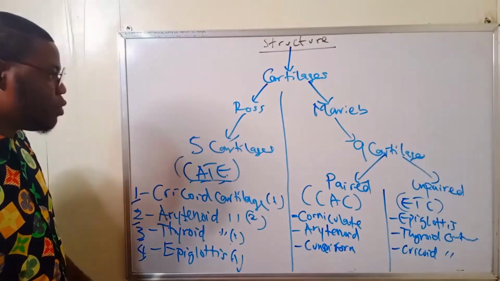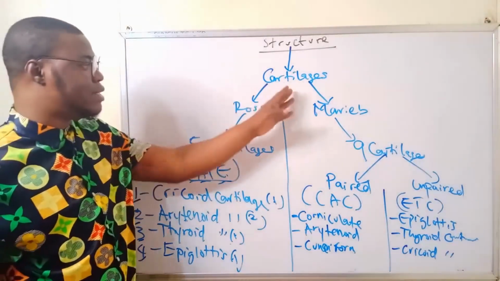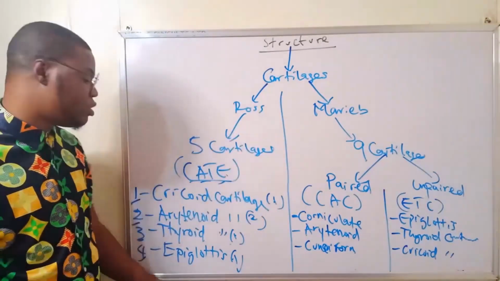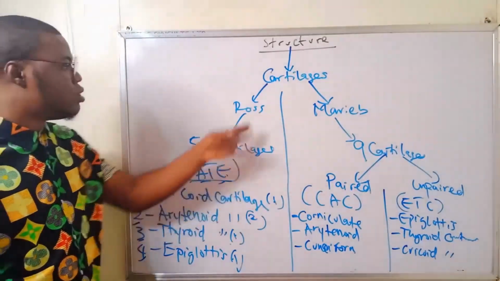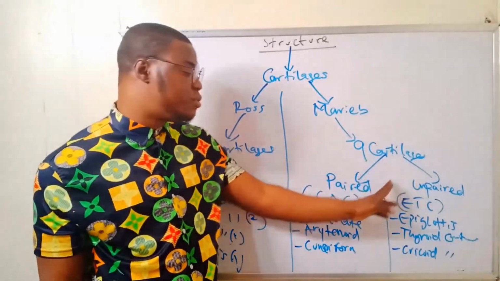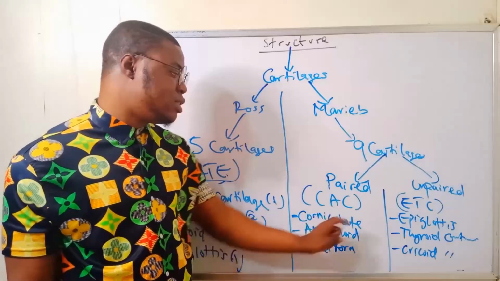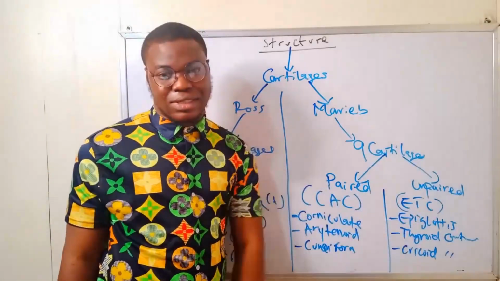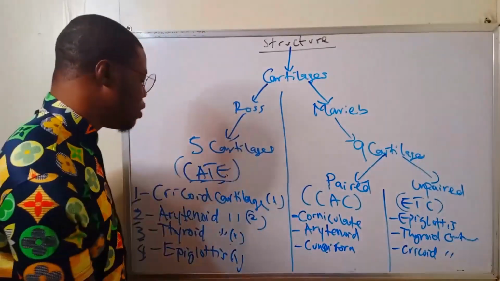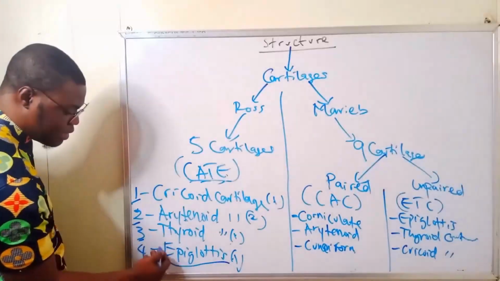So let me do a quick recap first. For the cartilage of the larynx, according to Ross and Wilson, you have what? 5 cartilage, and then they are what? 8. So for Merriam, you have 9 cartilage, and they group them into 2: paired cartilage and the unpaired cartilage. The acronym for the paired is CAC, and the acronym for the unpaired is ETC. As simple as that. So let's talk about the epiglottis first now.